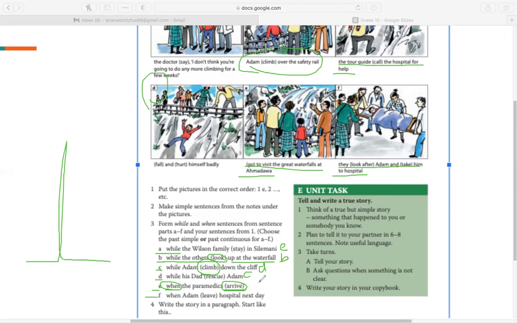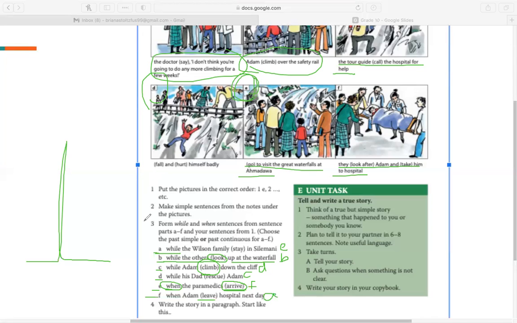F, when Adam left the hospital the next day, the doctor said, I don't think you're going to do any more climbing for a few weeks. Now it's your turn. Pause the video. Try to make sentences. So here's the beginning of the sentence and here's the end of it. So read A and then finish with part E.